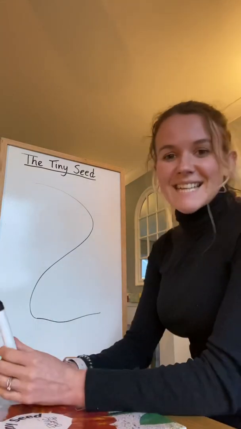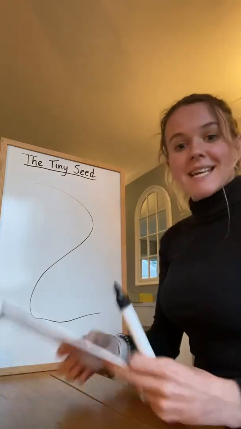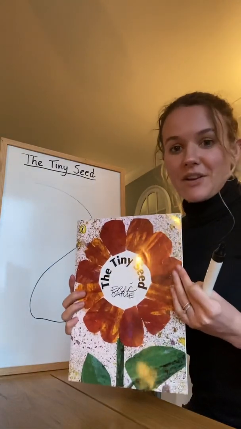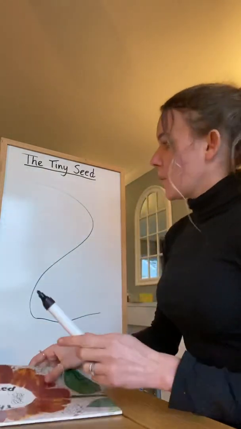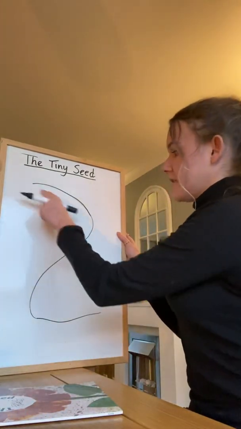Hello! Today's activity is to create a story map of our story for this week, which is The Tiny Seed by Eric Carle. So, when I start my story map, I often start by drawing myself a line.